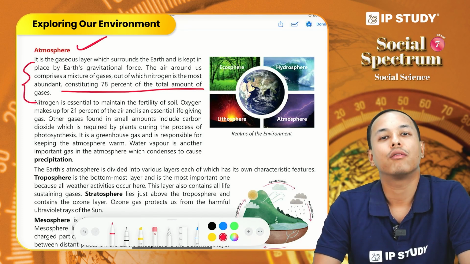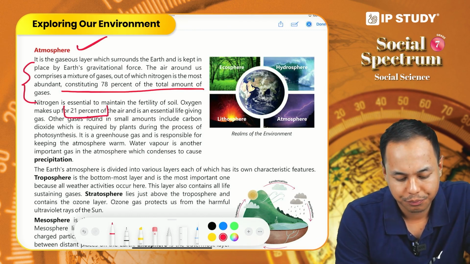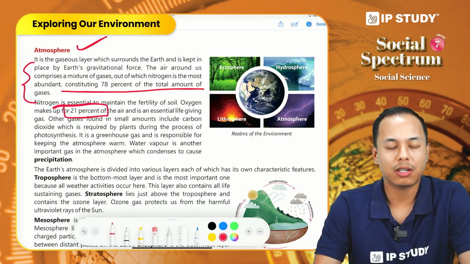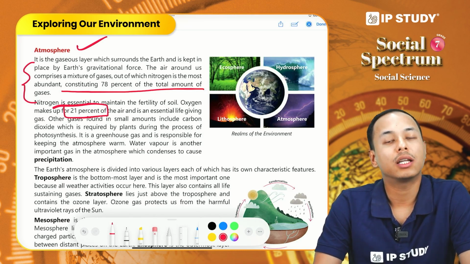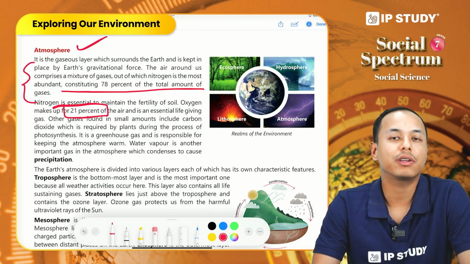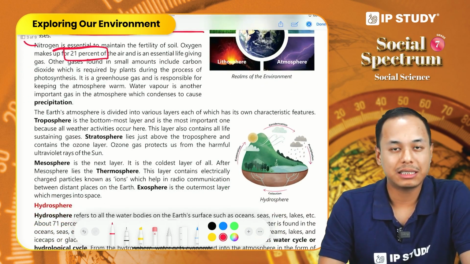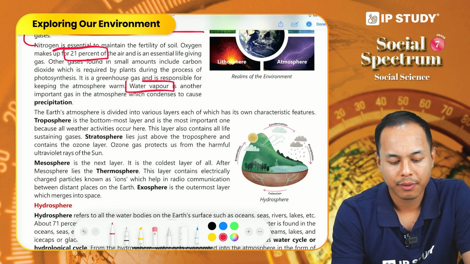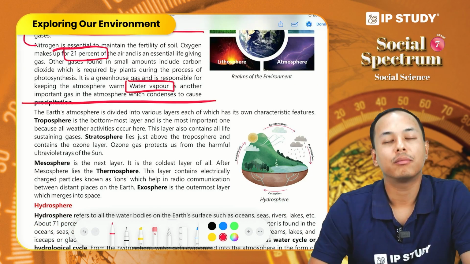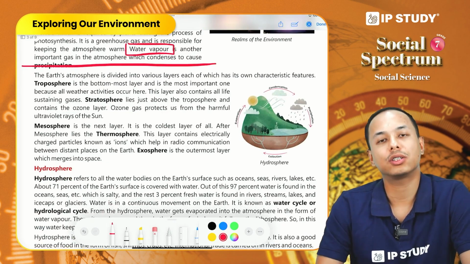Okay, following the nitrogen, oxygen is the second most abundant gas and it comprises 21%. There are other important gases like carbon dioxide and it is responsible for keeping the earth's temperature warm. Okay, apart from these gases, we also have water vapor and it is very important for precipitation. Okay, so now let us discuss the structure of the atmosphere.